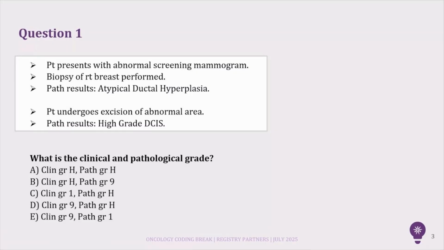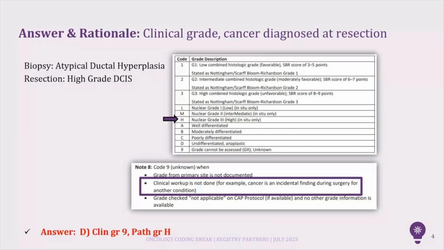So we're going to go to first the general rules for coding grade, and we're going to find note 8. So note 8 says that we're going to code 9 in the clinical grade when the clinical workup is not done. For example, cancer is an incidental finding during surgery. So that's exactly what happened in our scenario. Cancer was found incidentally during a surgery for the ADH. So we're going to code clinical grade 9. And then this patient does qualify for pathological grade since she underwent the resection.